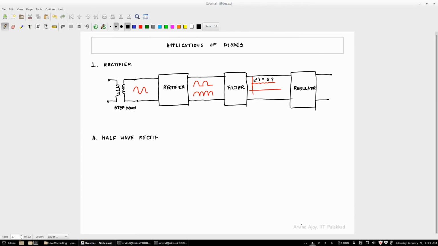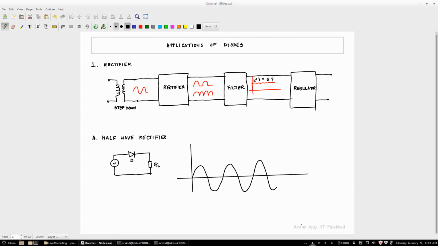Okay. So now let's start with just the rectifier. I'm going to go through a couple of topologies of the rectifier, and then we'll move on to other applications of the diode. So let's start with the half wave rectifier. How do you make the half wave? I have some input, and then I pass it through a diode, and that diode drives some load.